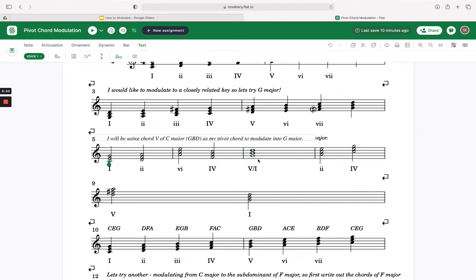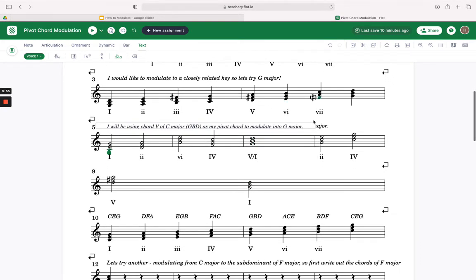So we have chord 1, G major, which is my pivot chord, and then I'm going to go into chord 2, which is A, C, E. Now that is chord 2 in G major. So from this point onwards, I am now in G major.